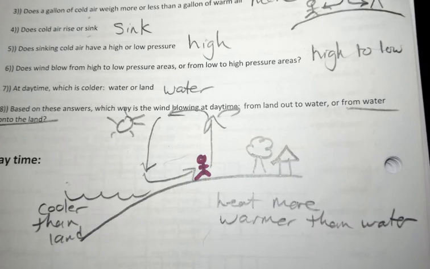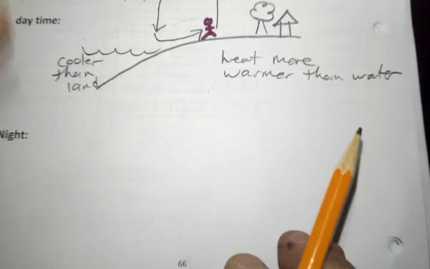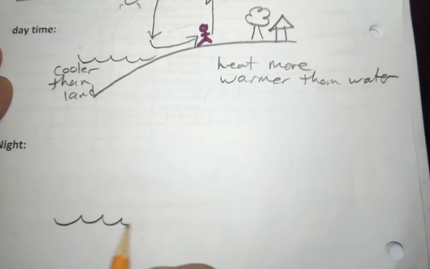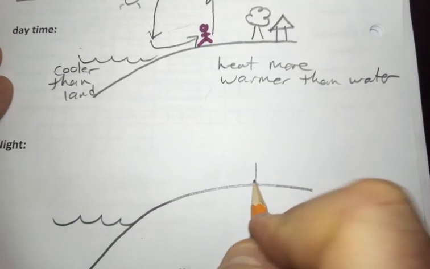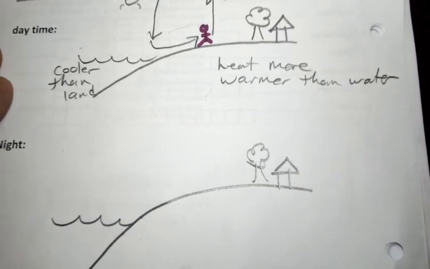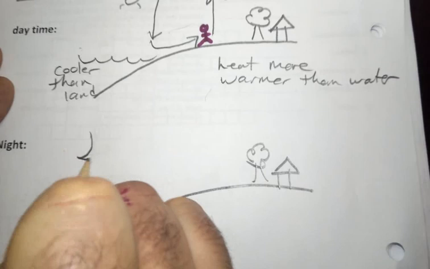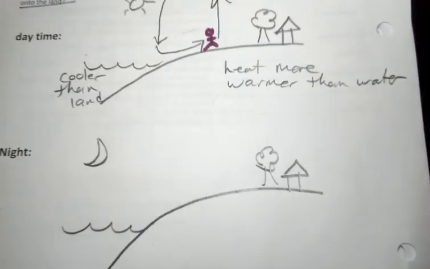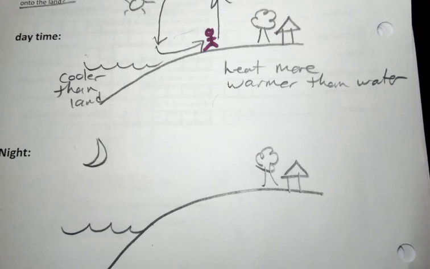Okay, next, let's look at the night situation. Again, we have the water and we have the land coming up. We have our tree and our house. At nighttime, things are cooling down.